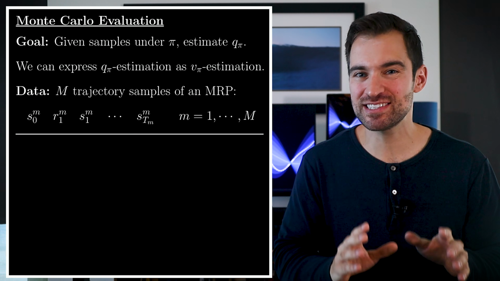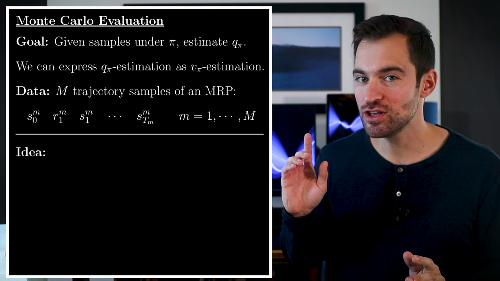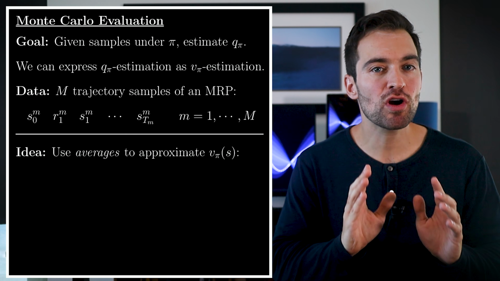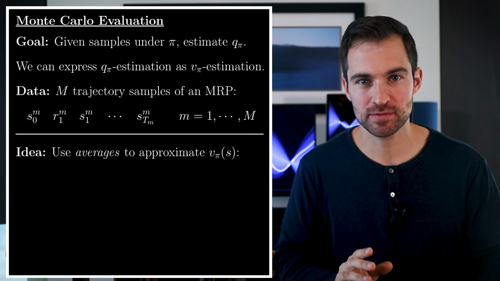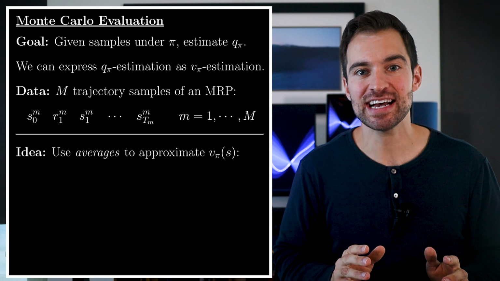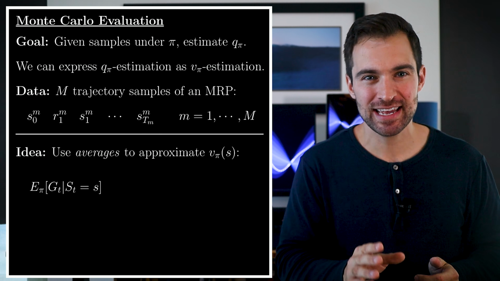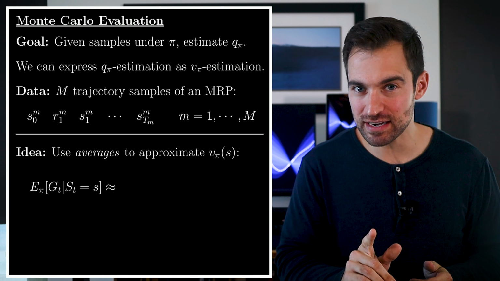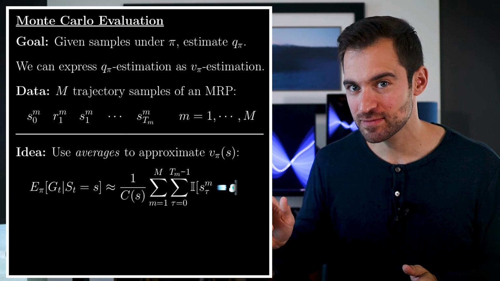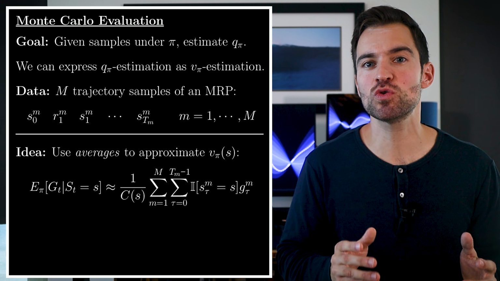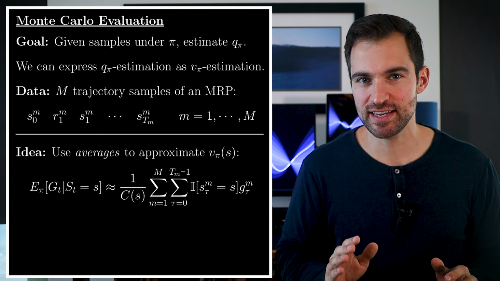Okay, and that brings us to the main idea of MC. Use averages to approximate the policy's value function. Remember, the value of state S is the expected return when the state at time t is S. The idea is to approximate it with this. This is just the return averaged over all times S was visited in the data.